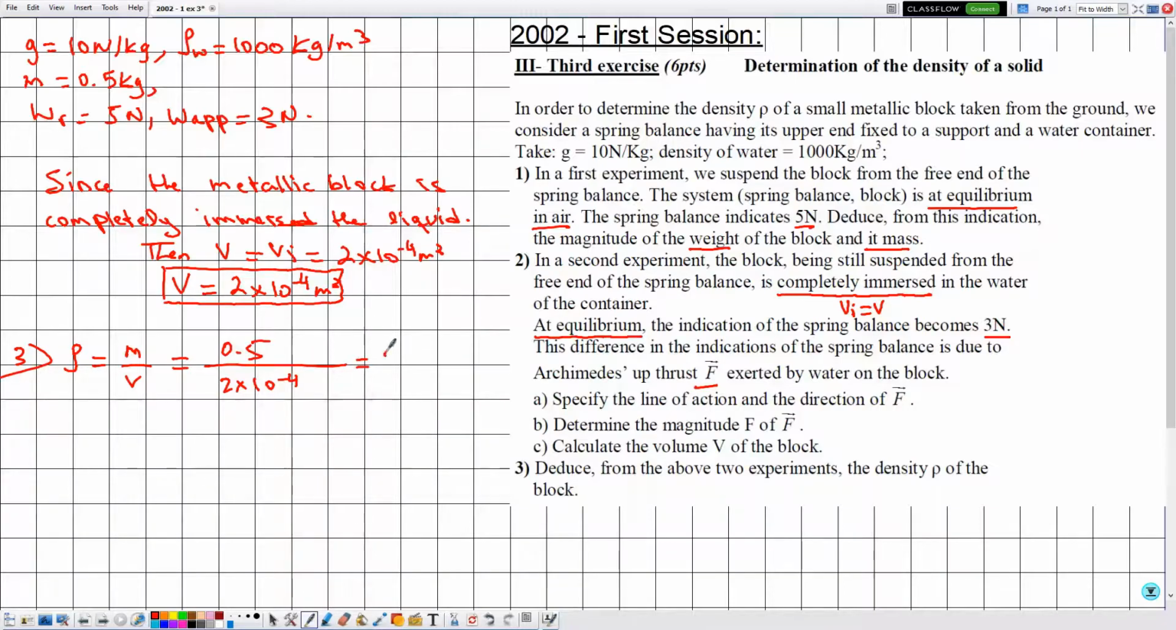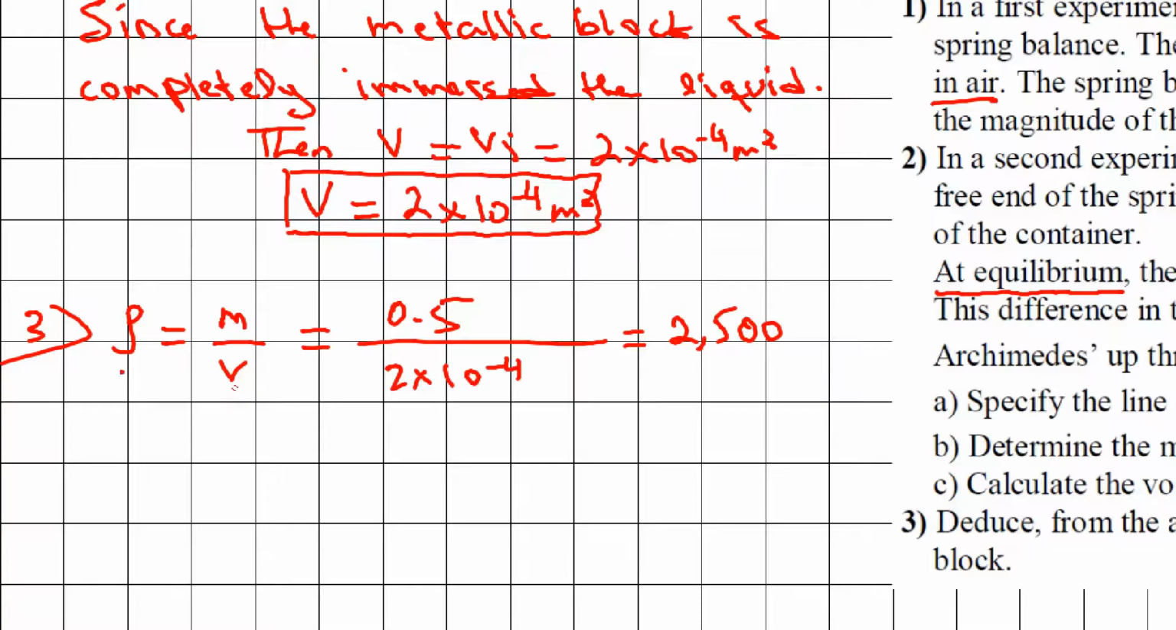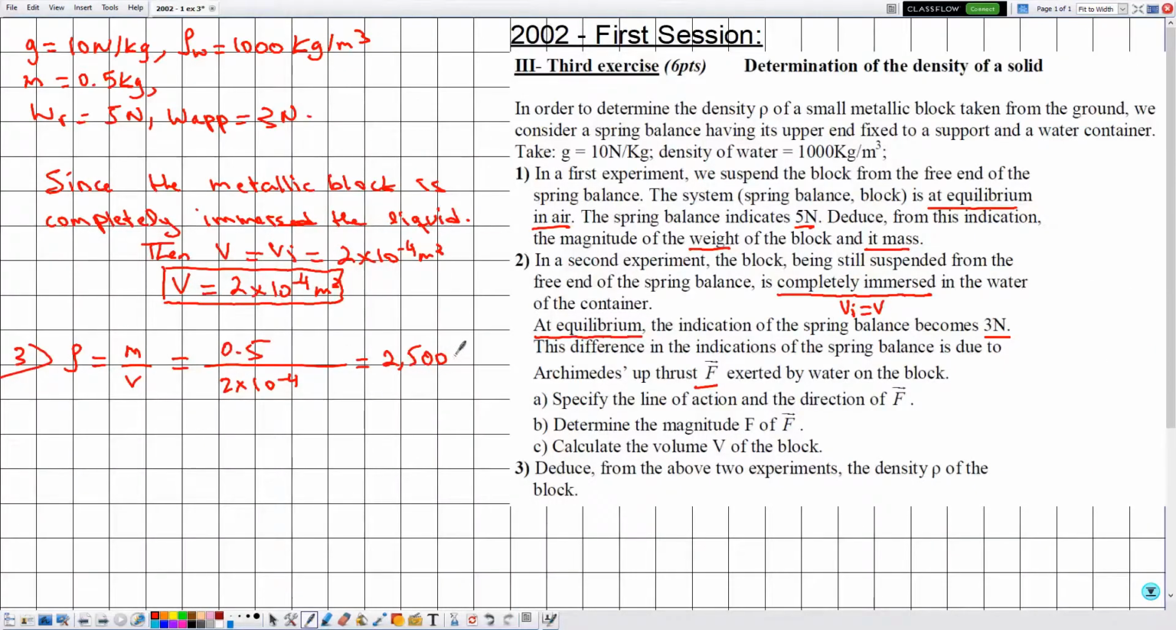Then the density is given by 2500. Since both the mass and the volume are in the SI, the value of the density will be in the SI, which is kilograms per meter cube. So the density of this material is given by 2500 kilogram per meter cube.